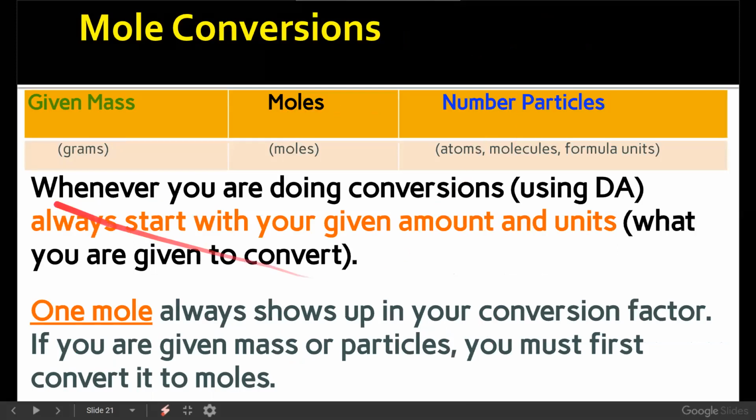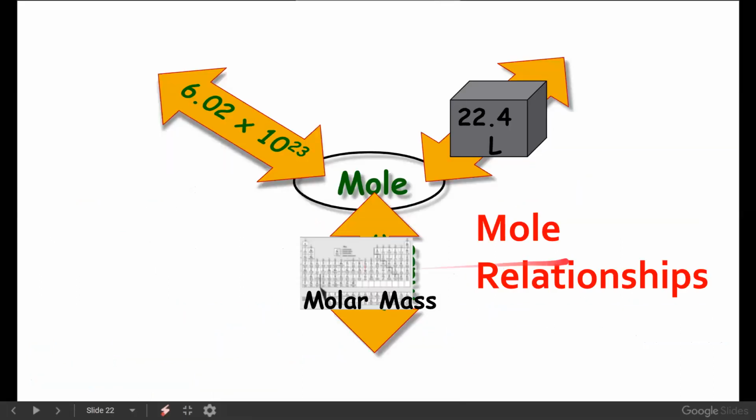So when you're doing conversions using dimensional analysis, you always put your given amount and its units as the starting point. It's what I've been saying all through this: 1 mole always shows up in your conversion factor. If you're given mass or particles, you must first convert to moles. This is where this graphic comes in handy. Everything has to go through moles if you want to get from one of these to the other.